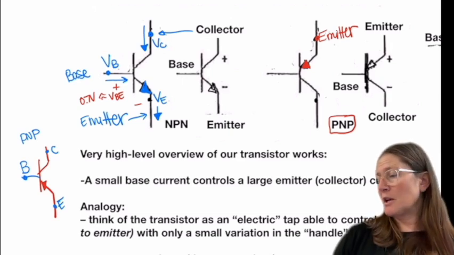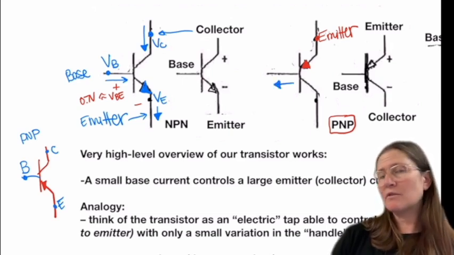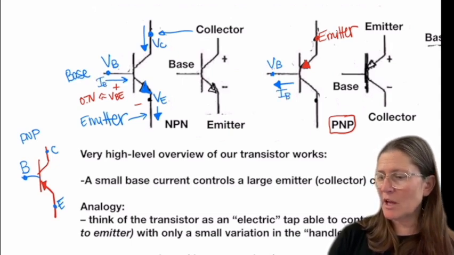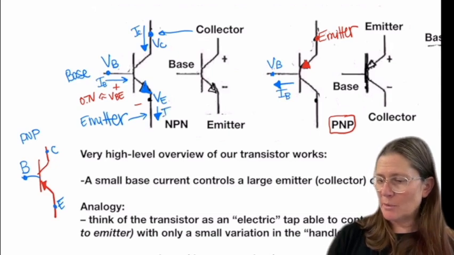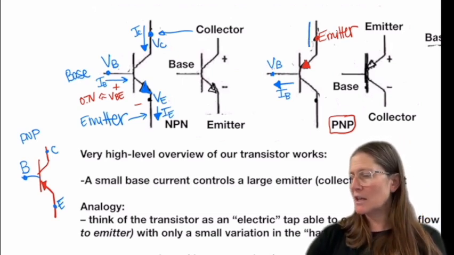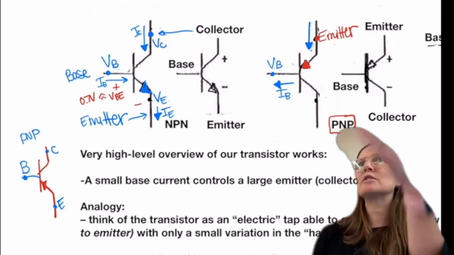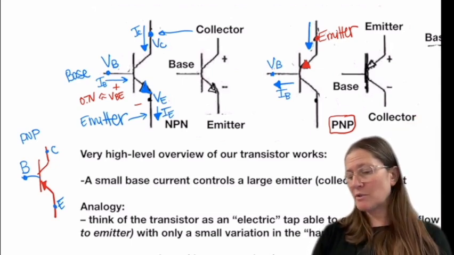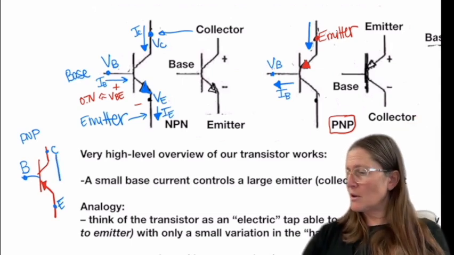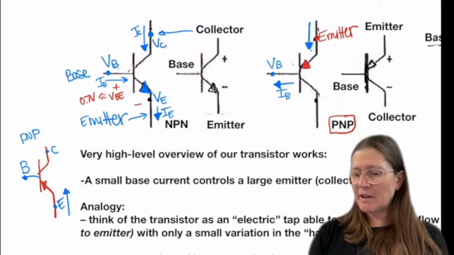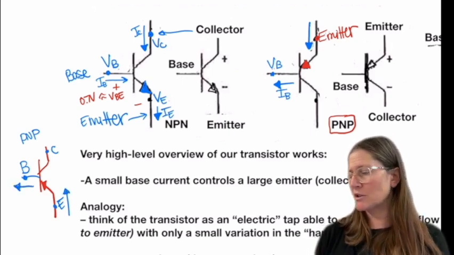For a PNP, the current goes out from the base. So this would be IB. I forgot to label these, so you label them still with the same variables: IE, IC, and IB. IB goes out, and then the current goes down from the emitter, or if it's drawn upside down, it would go up in this case, from the emitter to the collector.